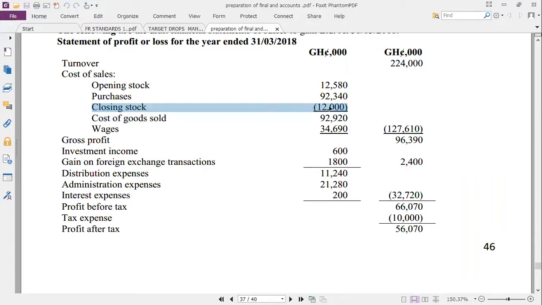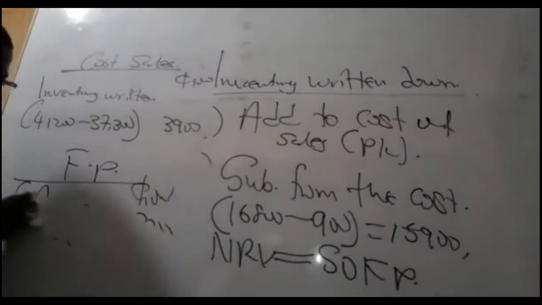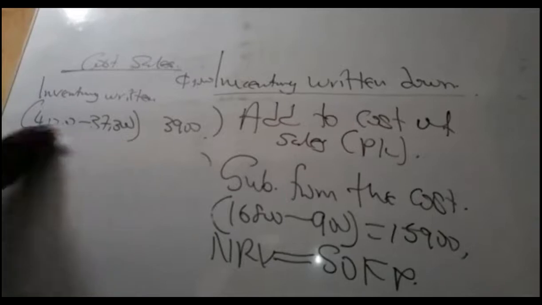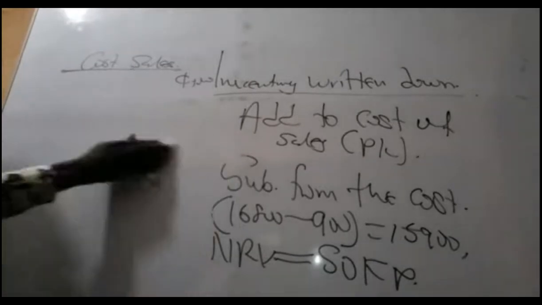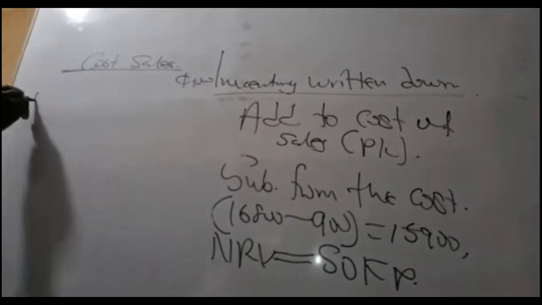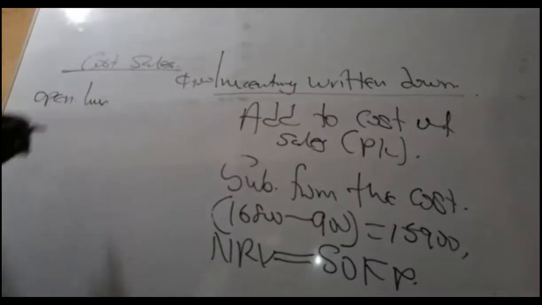So here, let's try and calculate the cost of sales. Let's see how best we can calculate this cost of sales. So I'll do it here. First, we said that we have to add the cost of sales. So if I should calculate the cost of sales, I'll start. There are two ways you get the same answer. Open inventory. What's the open inventory from the question?